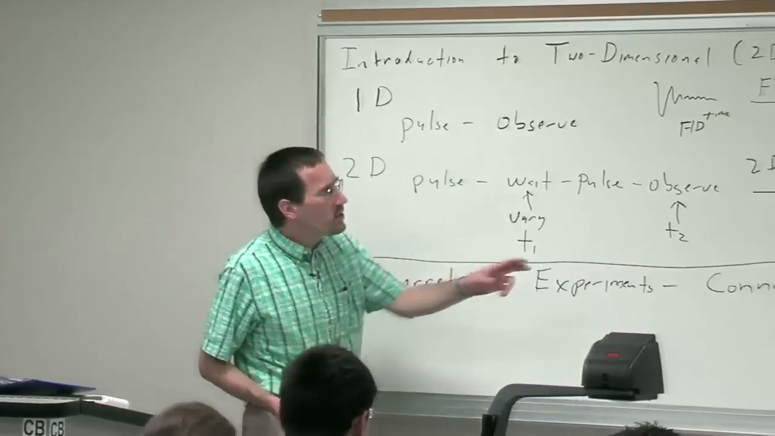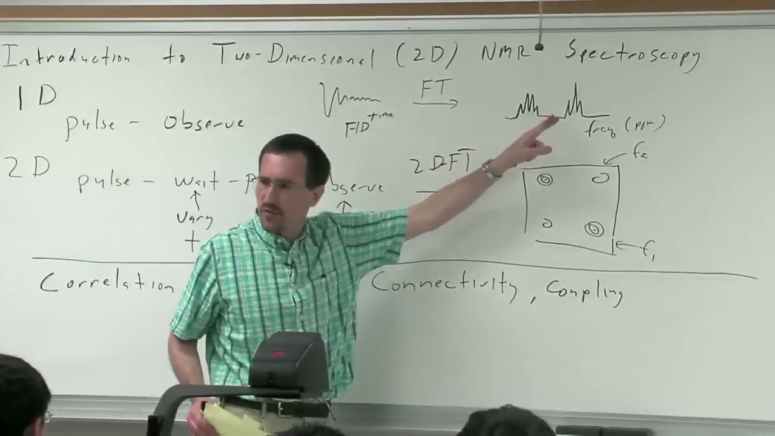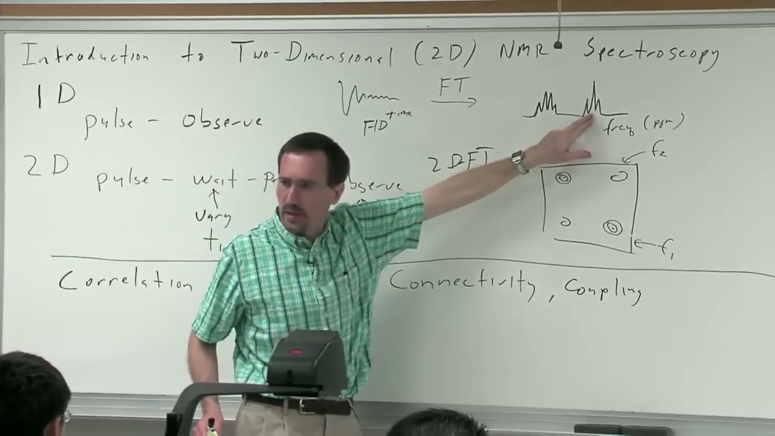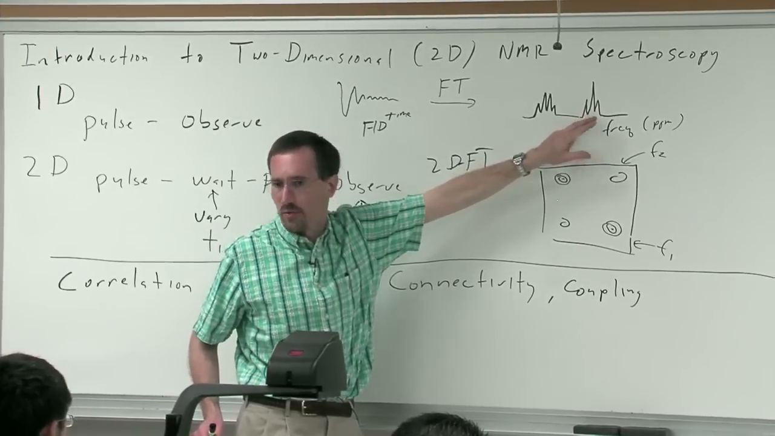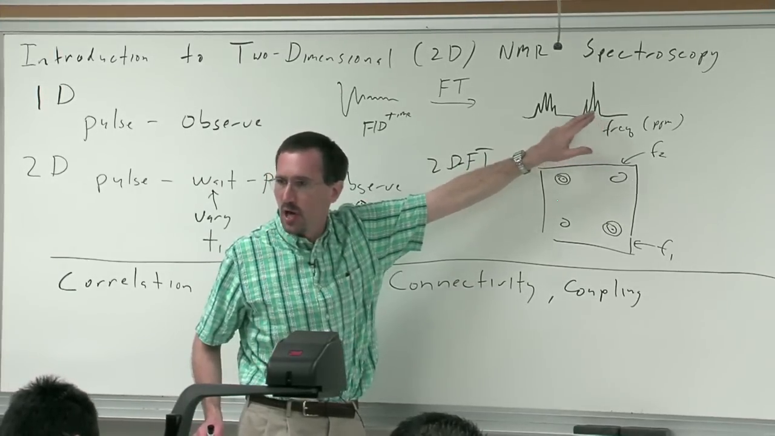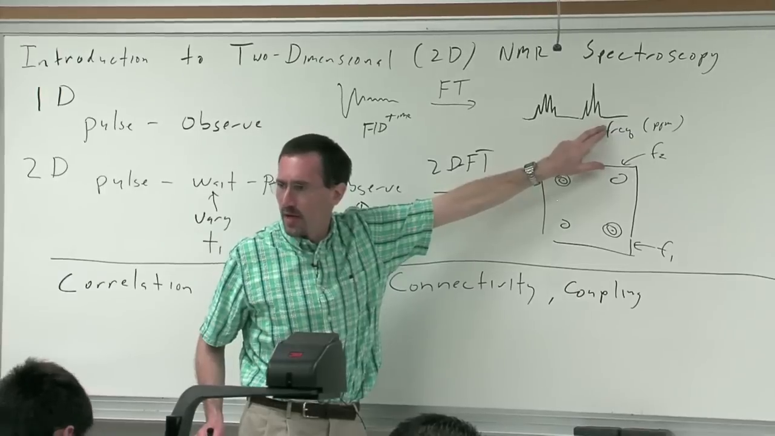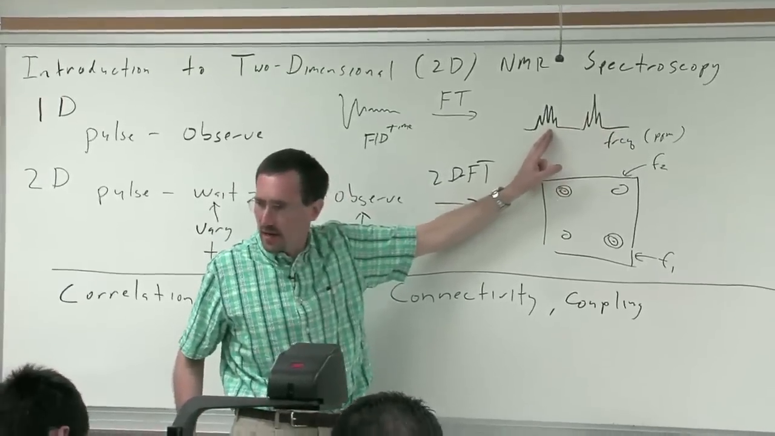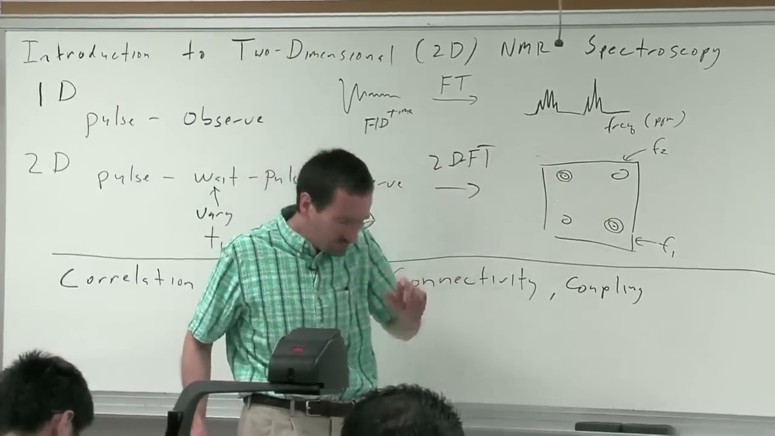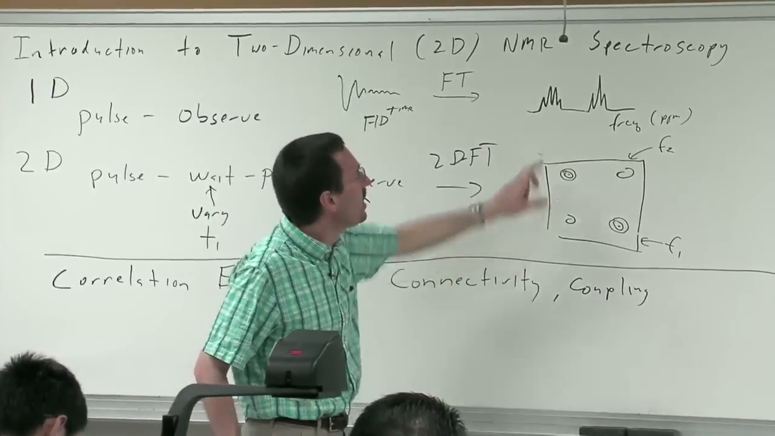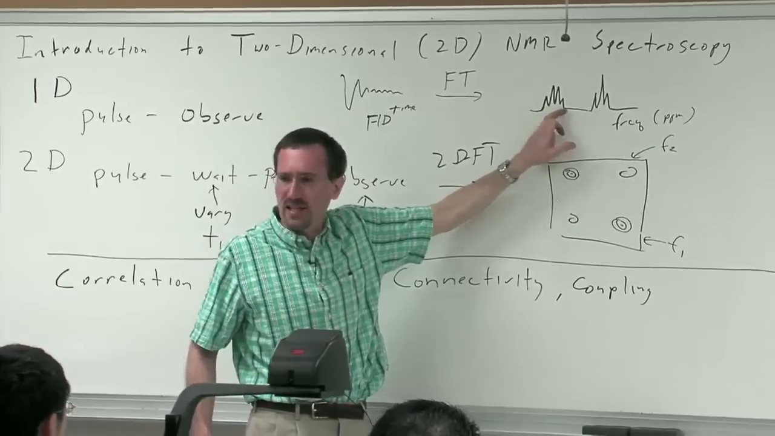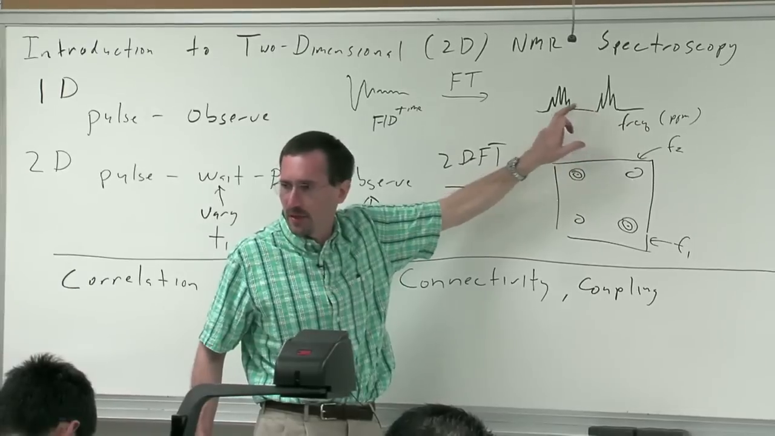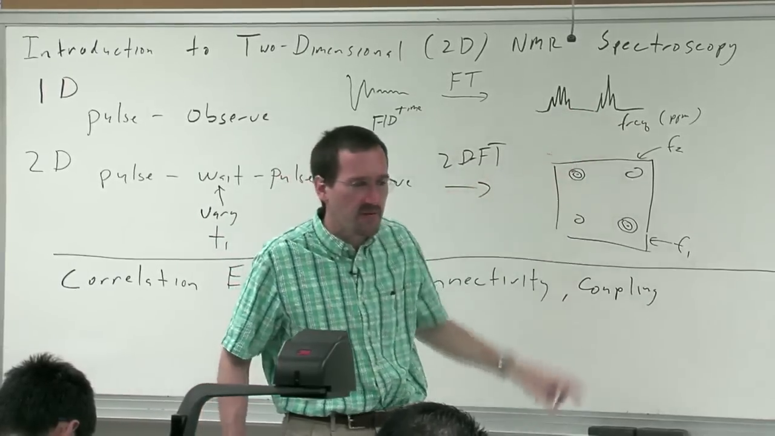You've already been using this type of information from coupling patterns and coupling constants. When you see a triplet here, and it integrates to 3 hydrogens, you say, oh, that's a methyl group that's next to a CH2 group. When you see a quartet here, and it integrates to 2 hydrogens, you say, oh, that's a methylene group that's next to 3 hydrogens. Maybe it's next to a methyl group. And correlations give that same type of information.